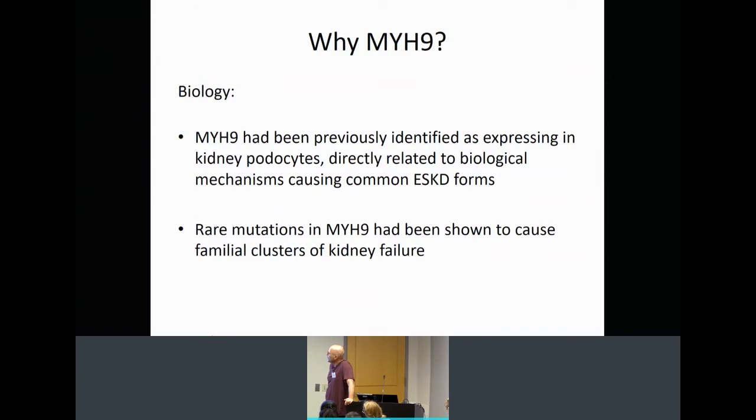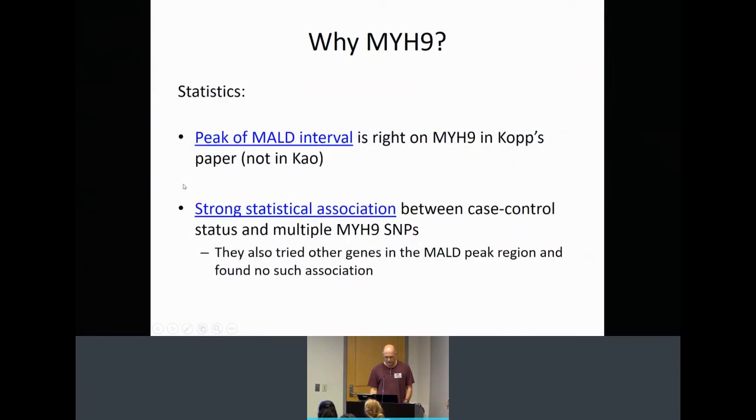So why MYH9? First of all, there were some known connections between MYH9 and kidney disease. So when these people found that the peak of the admixture mapping was in the region of MYH9, they were really happy because they knew the name. As kidney doctors, they knew MYH9 from other phenotypes related to the kidney. For example, mutations in MYH9 had been shown to cause familial clusters. So in linkage studies, they were able to assert a real connection between MYH9 and kidney disease. So obviously it's a good candidate.